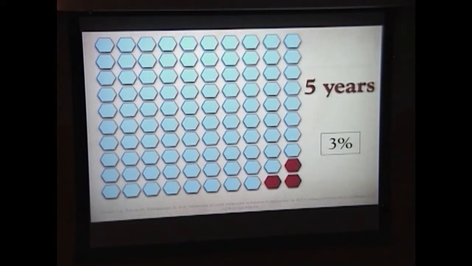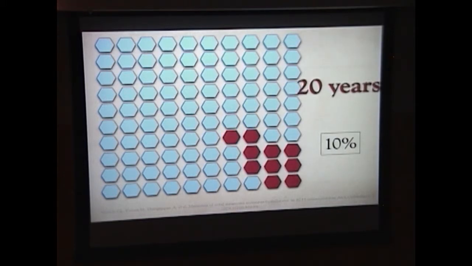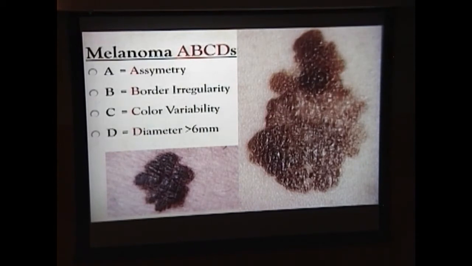So after 5 years, Dr. Shields and her colleagues found that 3% of melanomas would eventually metastasize. After 10 years, 5% of these melanomas would metastasize. And after 20 years, 10% of these melanomas would eventually metastasize and become systemic.